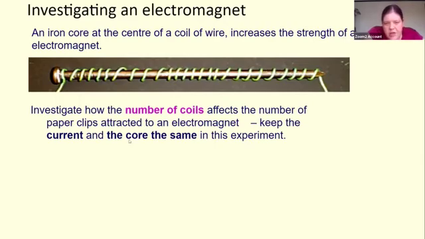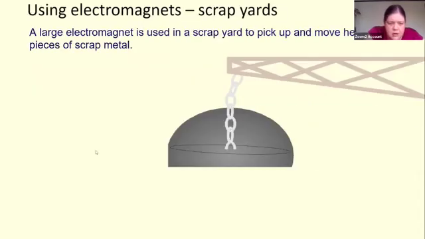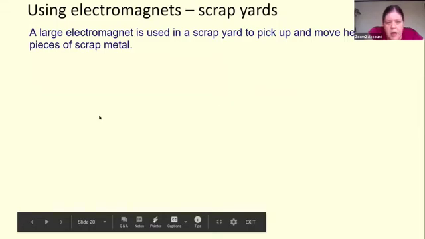The key thing with these, always keep the other bits the same. So if you are changing the number of coils, you would want to keep the current the same, keep the core the same. And we don't normally talk about changing the core in electromagnets. Okay, so we talk about the current.